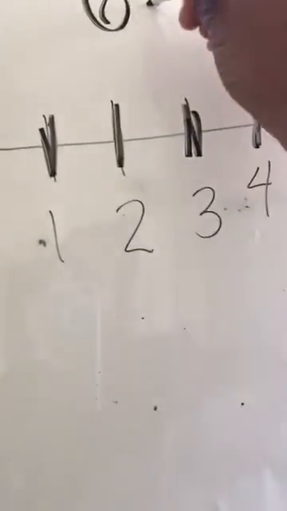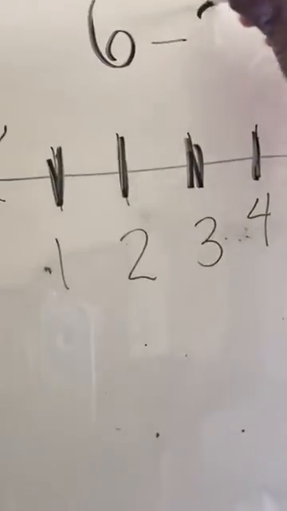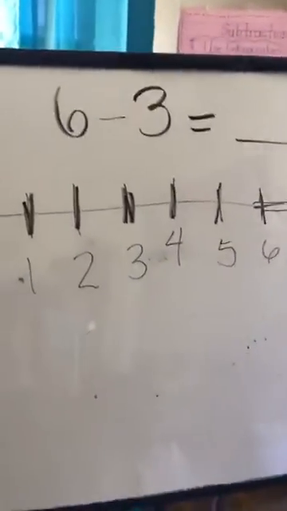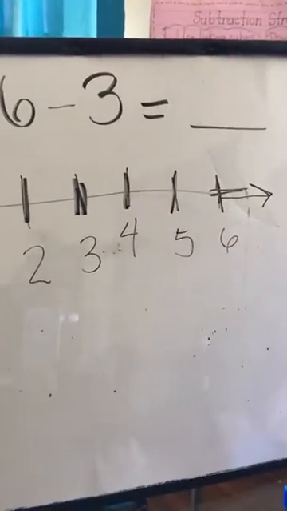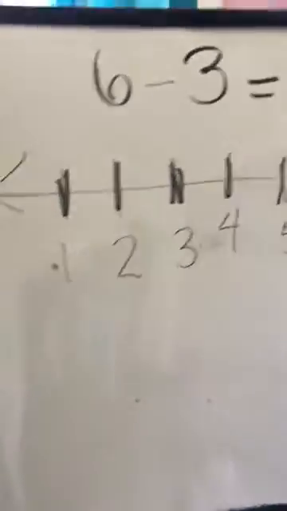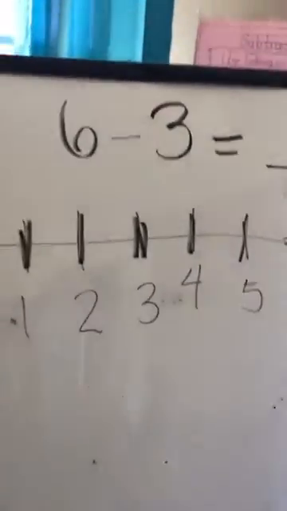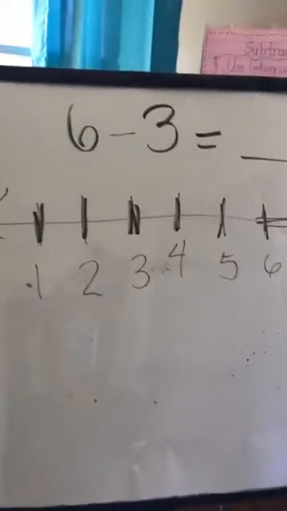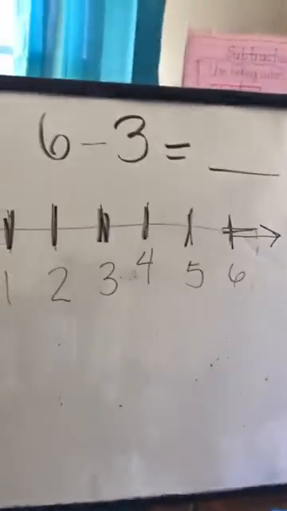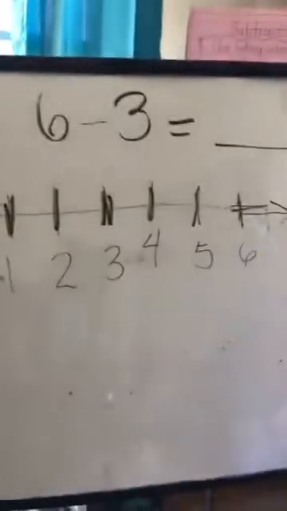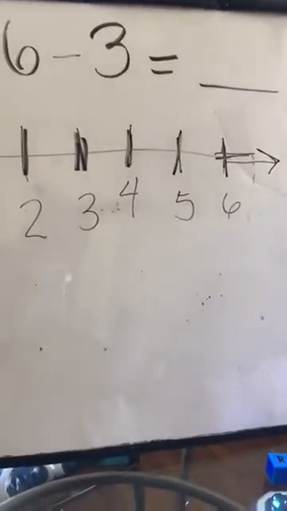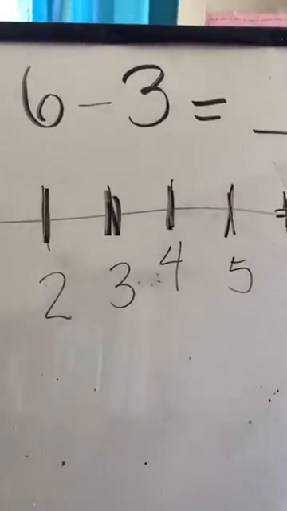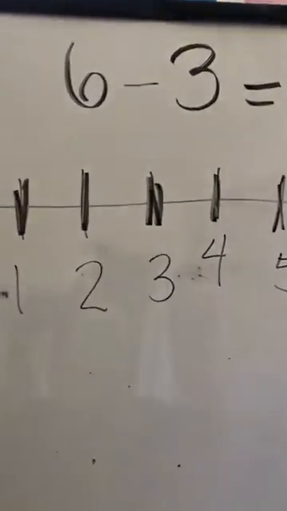6 minus, I'm going to say 6 minus 3. When we're using the number line, the fun part about a number line is we always look for the whole. So we have to look at our number equation and figure out which one is the whole. The whole is always the largest number. So if I look at my number sentence, I see 6 and I see 3. Which one is larger? If I count 1, 2, 3, 4, 5, 6. 6 is larger than 3, so it has to be the whole.